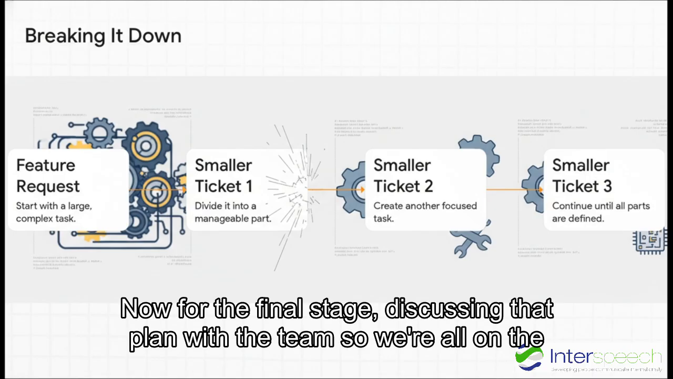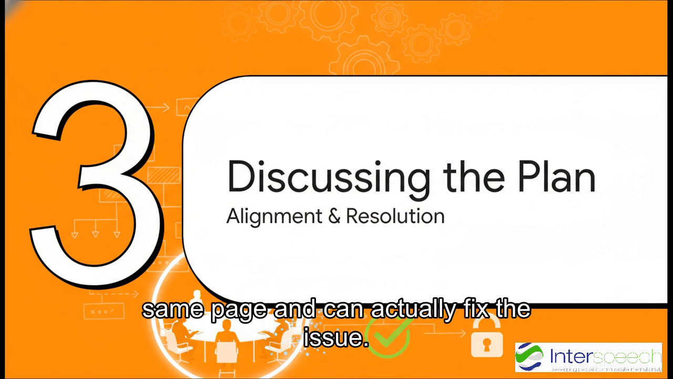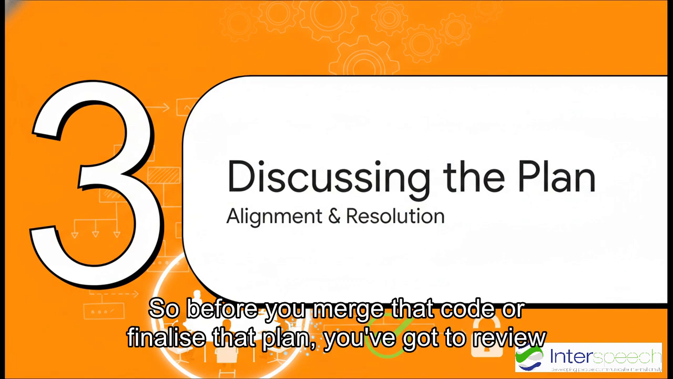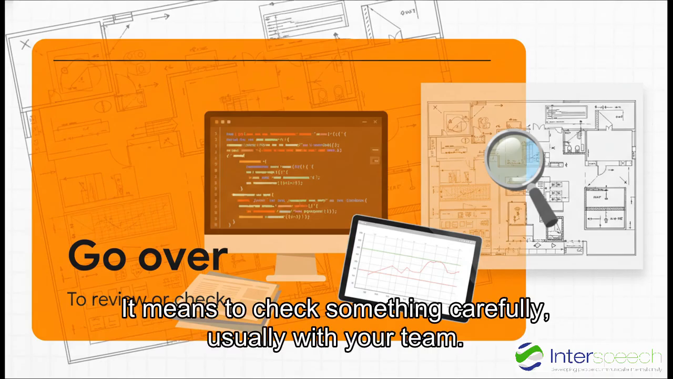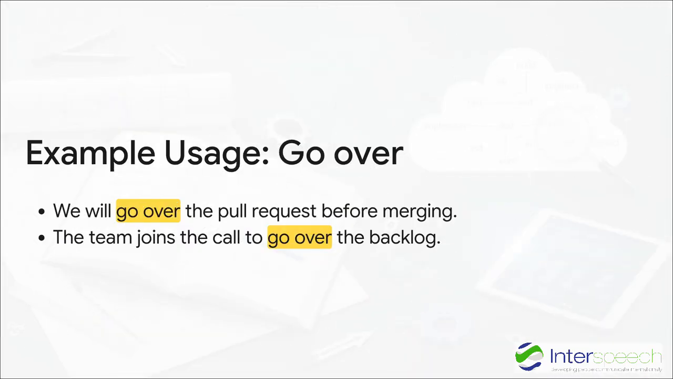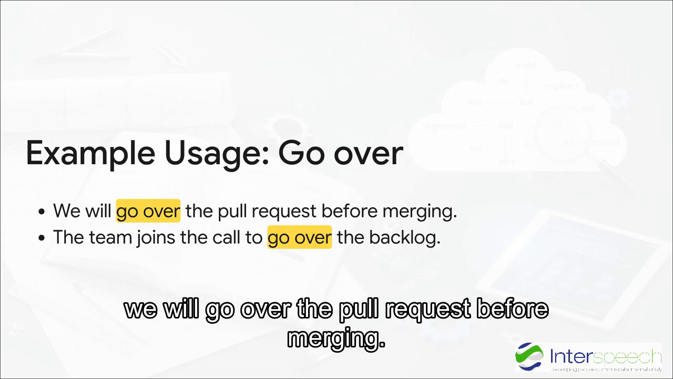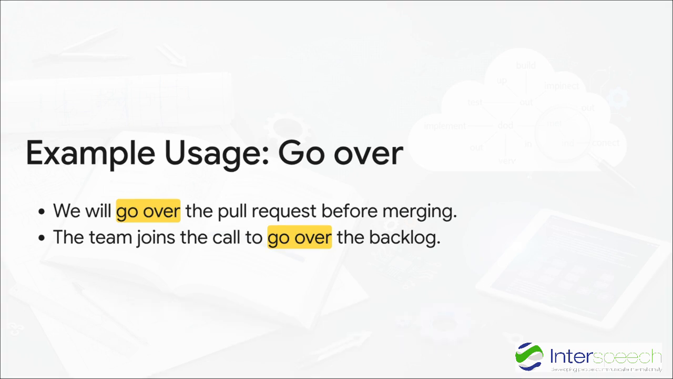Now for the final stage, discussing that plan with the team, so we're all on the same page and can actually fix the issue. So before you merge that code or finalise that plan, you've got to review it, right? The phrasal verb for this is go over. It means to check something carefully, usually with your team. This is so important for making sure everything is high quality. For instance, we will go over the pull request before merging, or in a planning meeting, the team joins the call to go over the backlog.